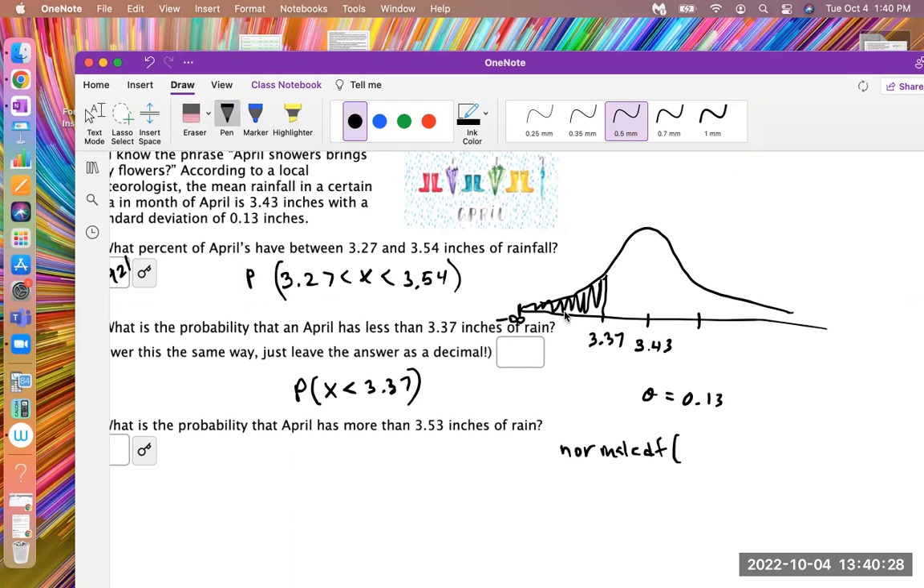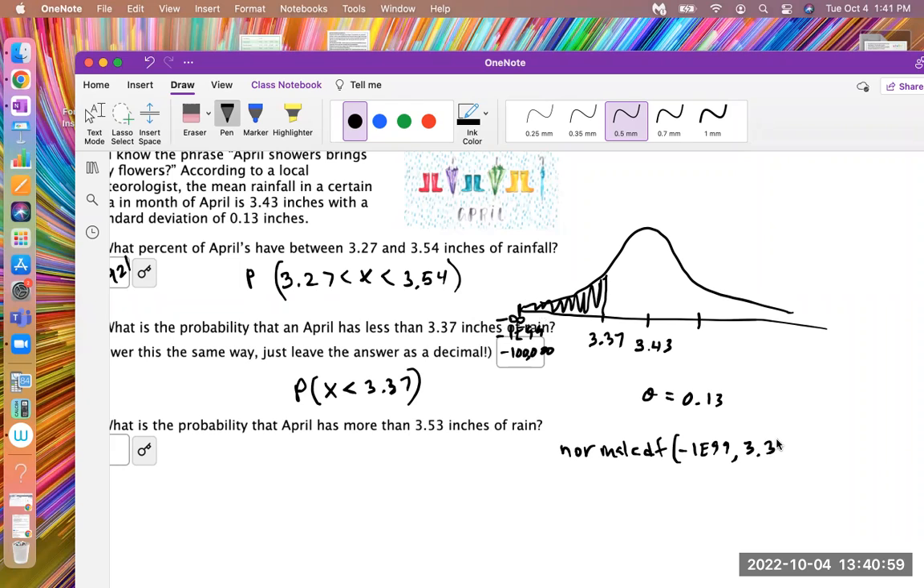Right, because you're getting smaller and smaller, and then you finally get to negative, and they get bigger and bigger than negative, so negative infinity. So you could put like negative 1E99. That's a really, really large number, but even negative 100,000 might work. Probably will work just fine. So that would be your lower bound, like negative 1E99. And your upper bound would be where the shading stops, which is the 3.37.